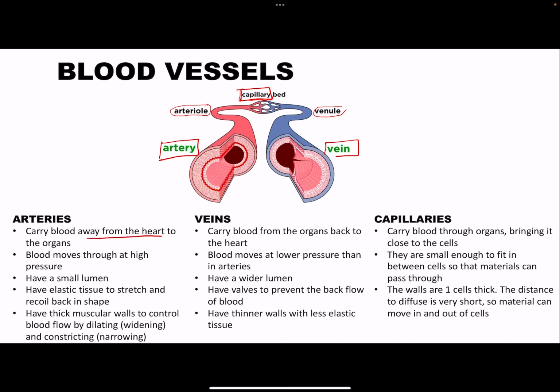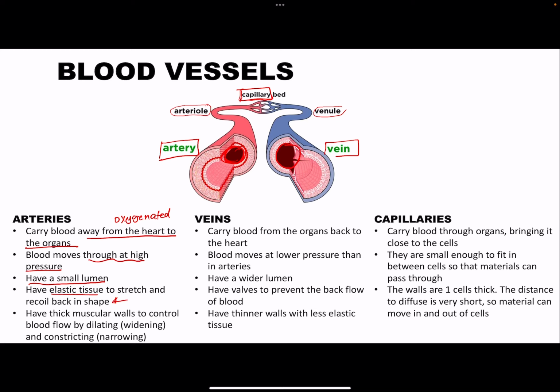Arteries carry blood away from the heart to the organs. This is oxygenated blood, and it's going to be at a higher pressure, so the arteries should have a structure that allows them to carry blood at a higher pressure. They should be elastic enough to recoil in case the pressure drops and be able to widen when the pressure increases. So they have a smaller lumen. That is one adaptation. You can see this lumen here in comparison to the other lumen on the other side. This one here is really small. And then they have elastic tissue to stretch and recoil back in shape.